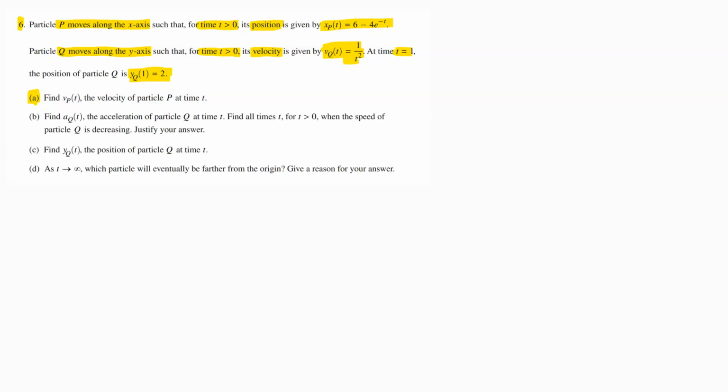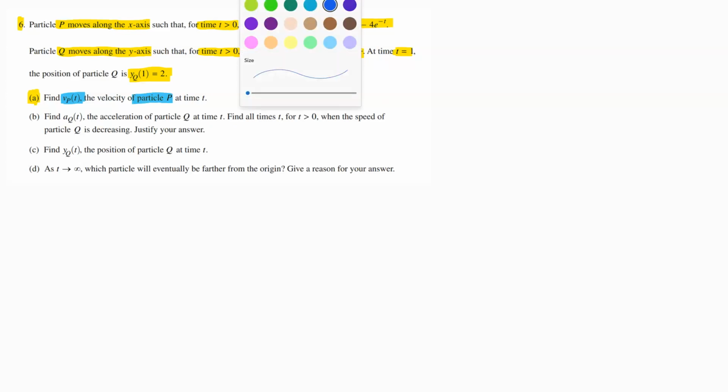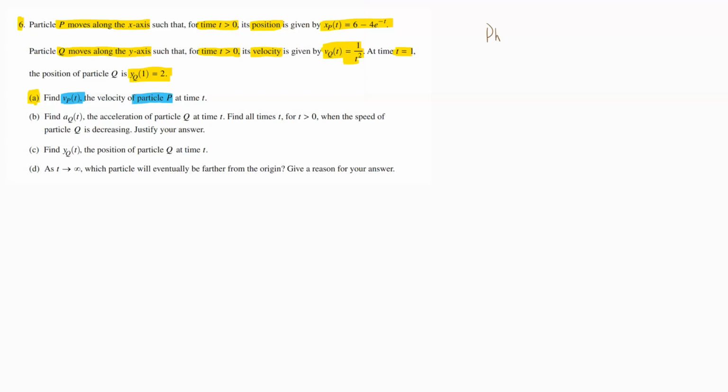Part A wants us to find the velocity for particle P. When we're doing this type of work, this is where they want us to understand the physics relationship that they like to work with all the time. If I have an original function that is my position function, the derivative of position is equal to velocity. And then the second derivative of position, the first derivative of velocity, is equal to acceleration.